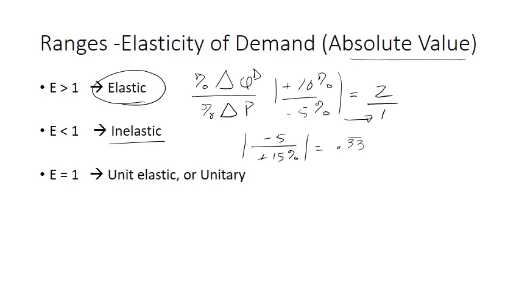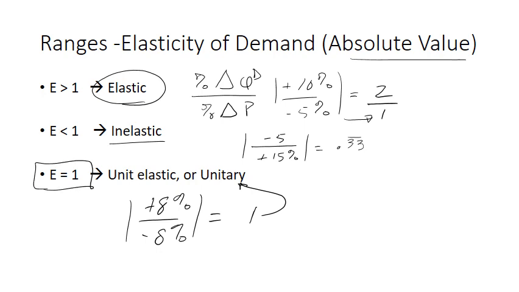Lastly, you could calculate it out, and you could find that there was a situation where perhaps there was an 8% increase in quantity demanded when there was an 8% decrease in price, and you'd have a value of 1. If you have a value of 1, it means that you are gaining the same percentage in quantity demanded that you are losing in price, or vice versa. Okay.